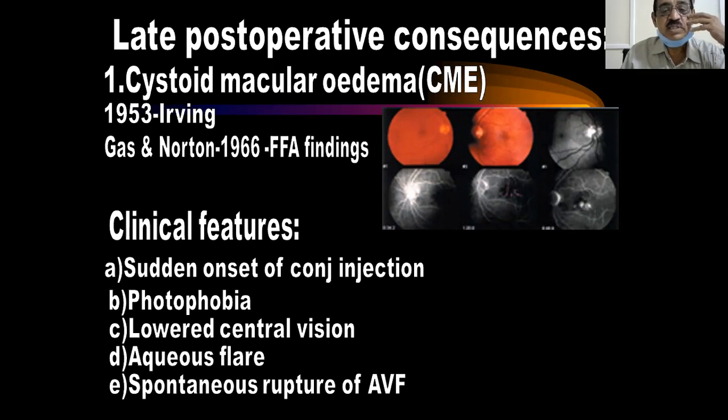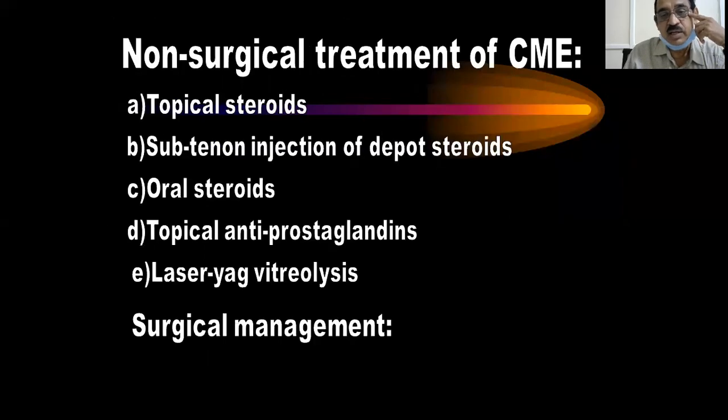And clinical features are sudden onset of congestion. The patient will complain of photophobia, that is intolerance to light, and central vision will be lowered. The patient will not be able to see centrally; there will be a scotoma. And when you examine the patient, there can be an aqueous flare and spontaneous rupture of the anterior vitreous face, the hyaloid. The anterior vitreous face will be seen.